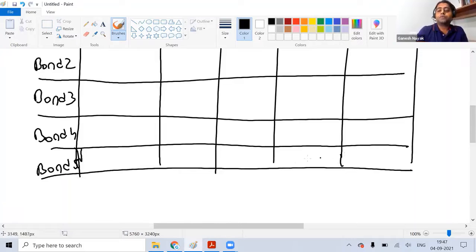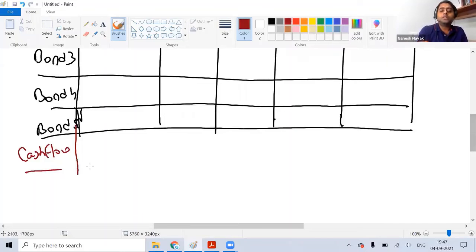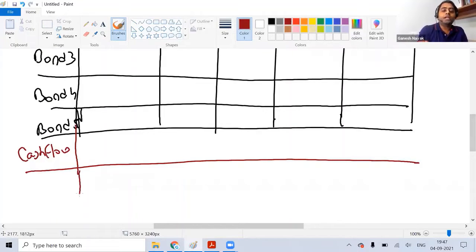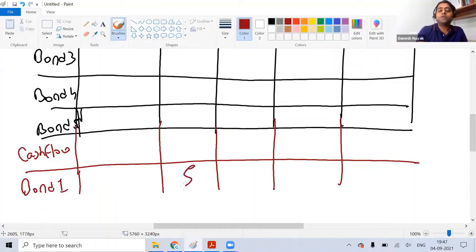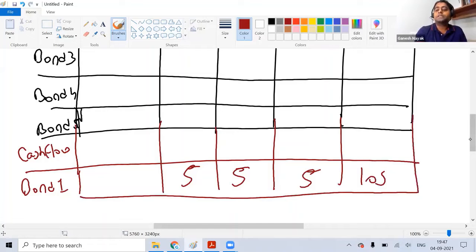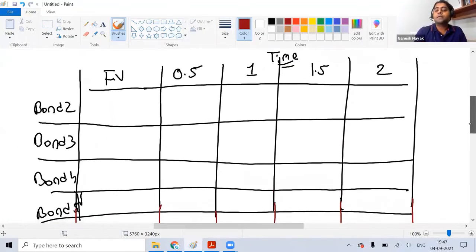Now, an important point we should realize over here is that the cash flow that we want to identify should match the bond 1 cash flow. What was the bond 1 cash flow? Bond 1 cash flow was $5, $5, $5, and 105. This is what I want to match, right? This is what my aim is. Now, how do I do it?